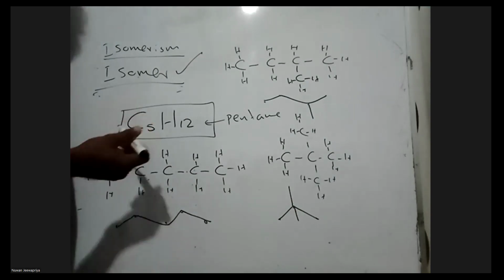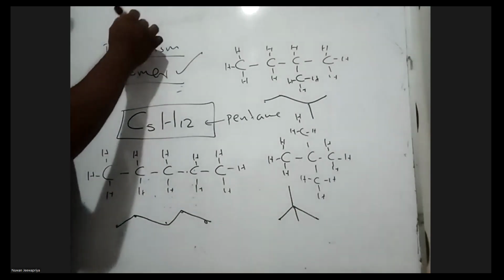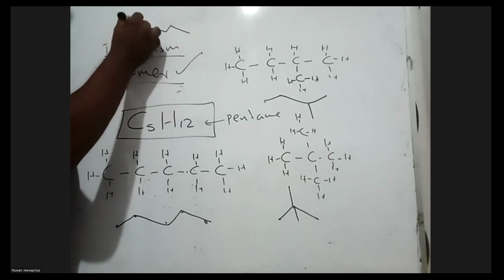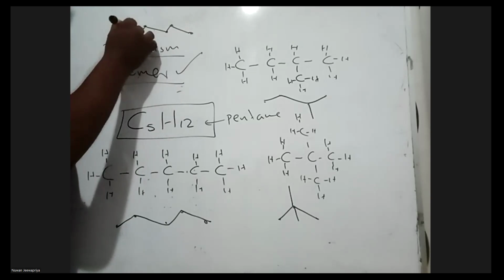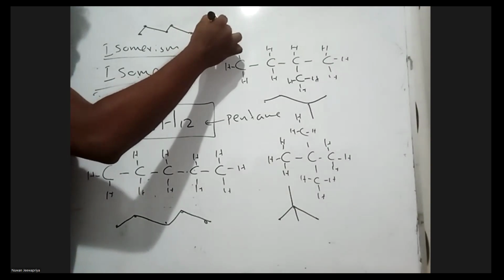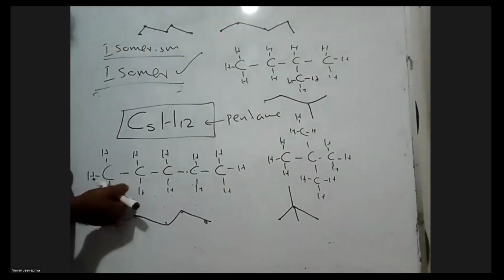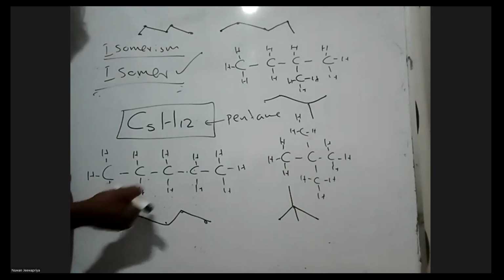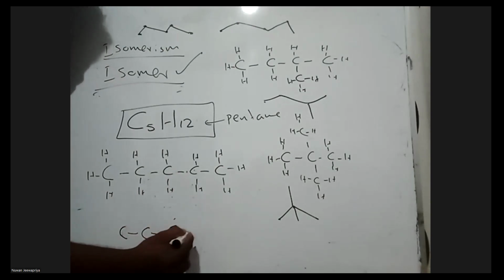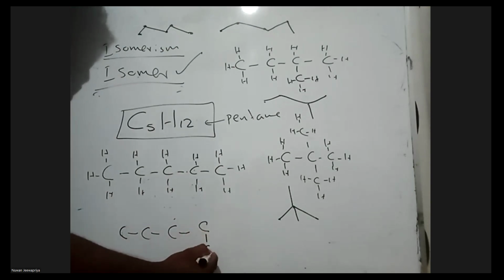Now you can understand that. Just imagine this is one zigzag: 1, 2, 3, 4, 5 is there. Now this one, 2, 3, 4, is not a new isomer. It is the same. Similarly, if you make a bend, 1, 2, 3, 4, sometimes students write it this way.